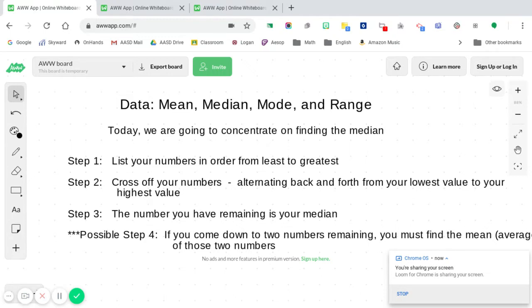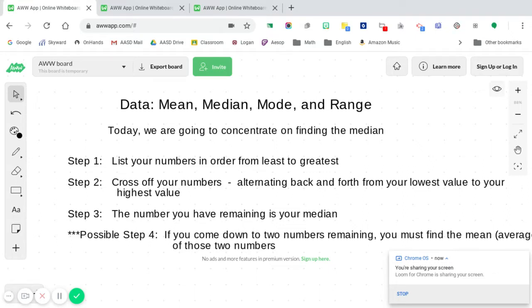Step number one says to list your numbers in order from least to greatest. Step number two, you are going to cross off your numbers, alternating back and forth from your lowest value to your highest value. And then step number three, the number that you have remaining is your median.